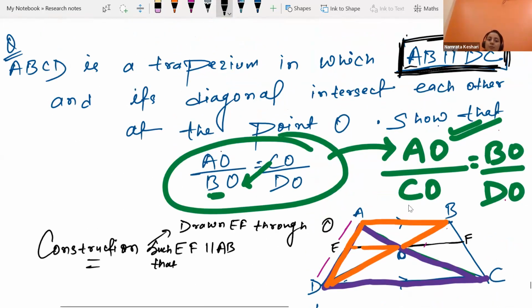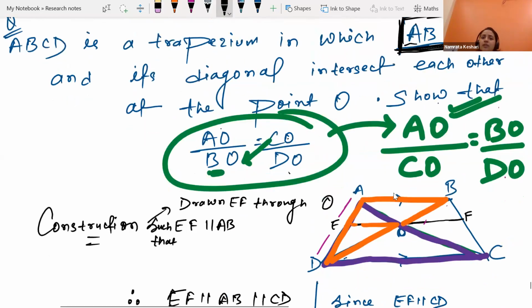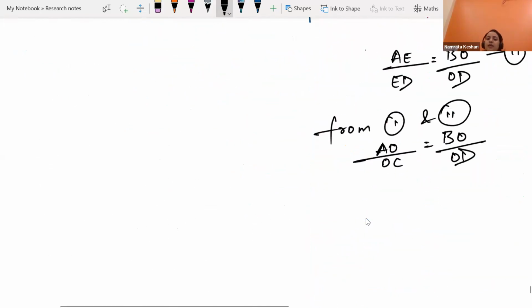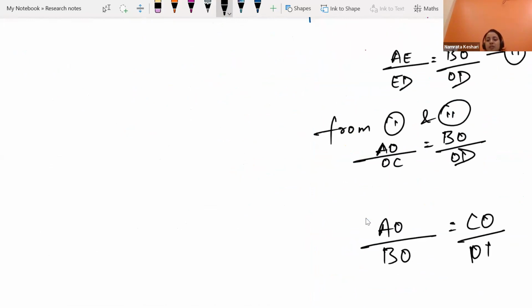Actual proof is AO by BO, CO by DO. So let's do it. We can write it as AO by BO is equals to CO by DO. We can write it. Okay, DO, OD, whatever. Hence proved. Is it clear? Is it clear to everyone?